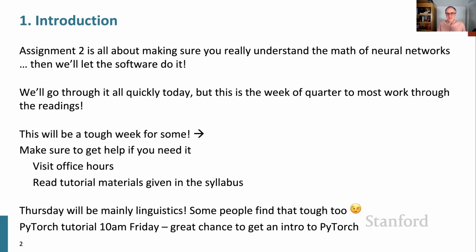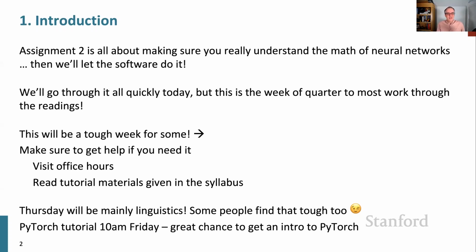Two other things on what's coming up. For Thursday's lecture, we make a big change, and Thursday's lecture is probably the most linguistic lecture of the whole class, where we go through the details of dependency grammar and dependency parsing. Some people find that tough as well, but at least it'll be tough in a different way.